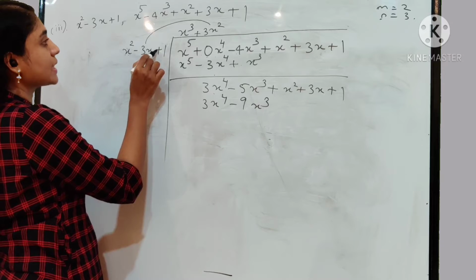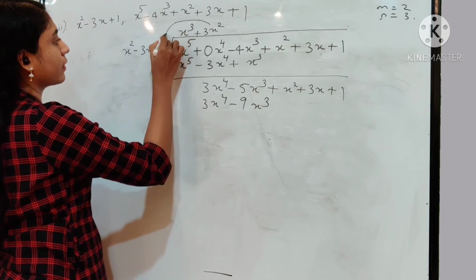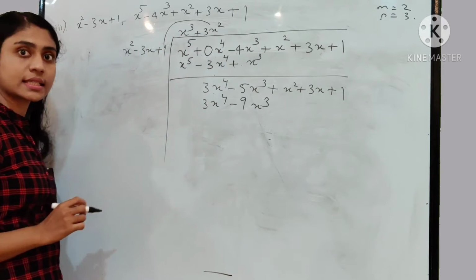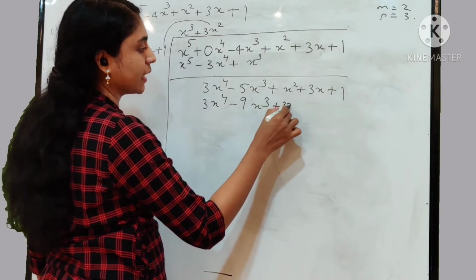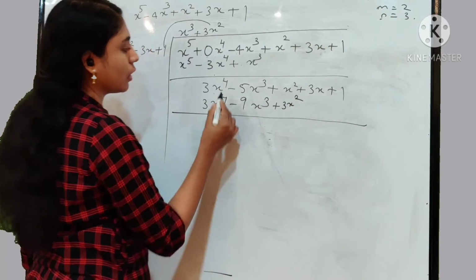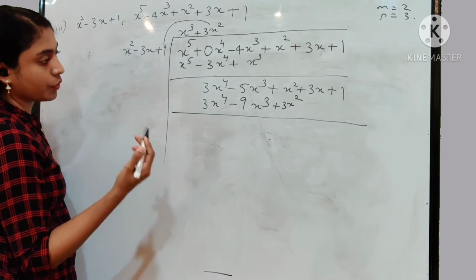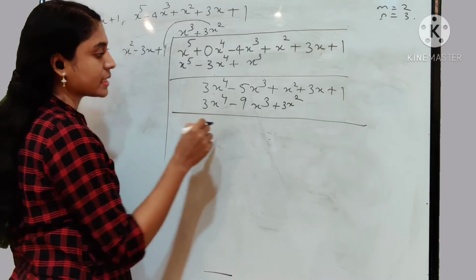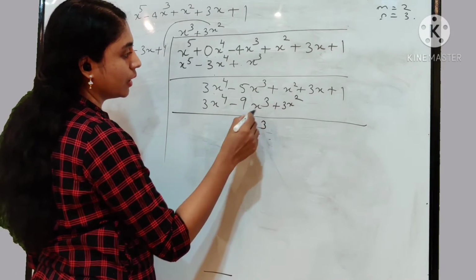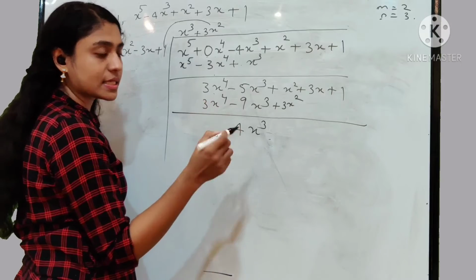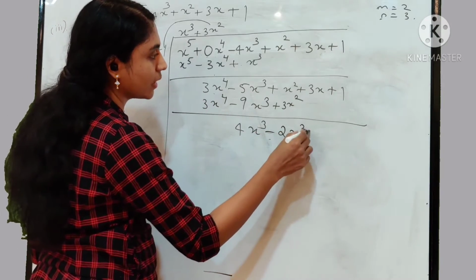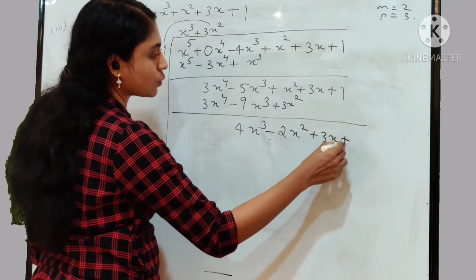Then plus 1 into 3x square, it is 3x square. Write it under the x square term. Now performing subtraction, what we will get? Minus 5 plus 9, it is 4, 4x cube. Then 1 minus 3, it is minus 2. Minus 2x square plus 3x plus 1.